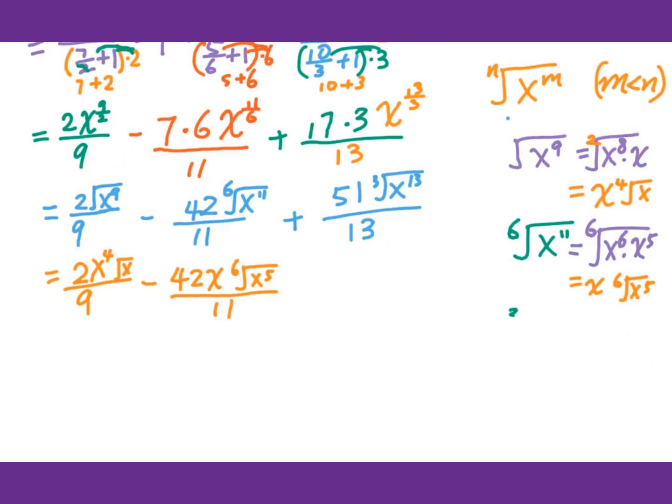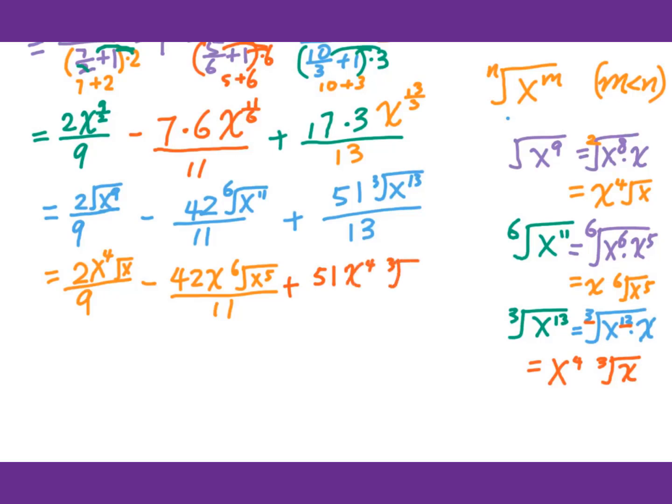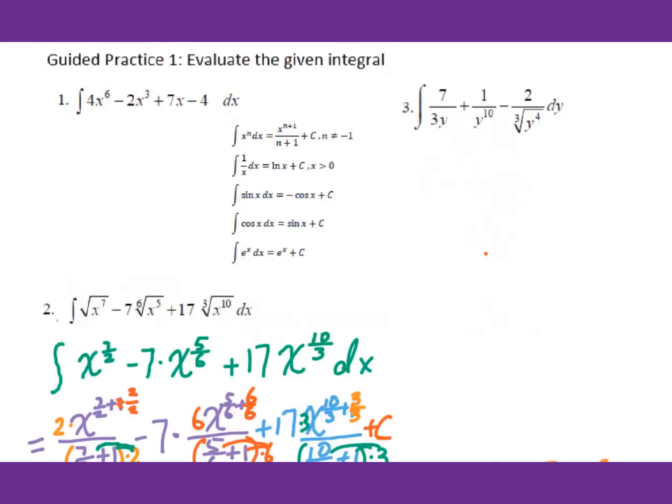Then the cube root of x to the 13th power equals the cube root of x to the 12th power times x. So 12 divided by 3, that is x to the 4th power, then the cube root of x. So we get plus 51 x to the 4th power cube root of x over 13. Let's go to number 3.